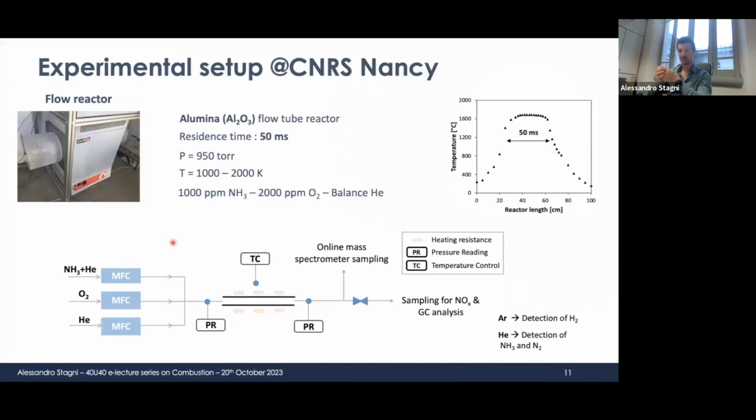The second setup consisted instead of a flow reactor, able to reach higher temperatures up to 2000 Kelvin, and it consisted basically of a tube made of recrystallized alumina. It was specifically designed to approximate segregated conditions so that from a modeling point of view, we can model it as a plug flow reactor. We imposed a fixed temperature profile on the reactor walls so as to keep a set point temperature, as you can see here, for approximately 50 milliseconds.